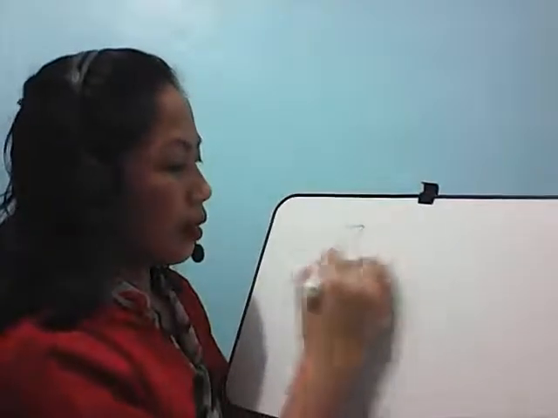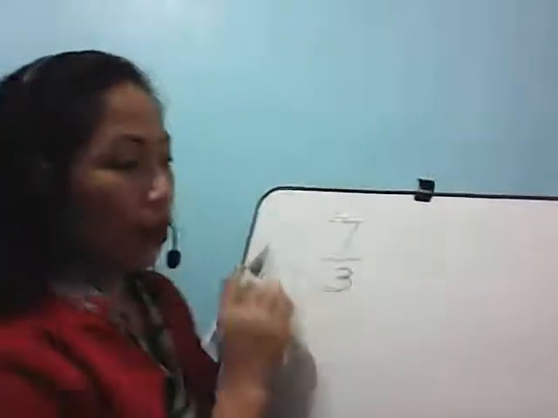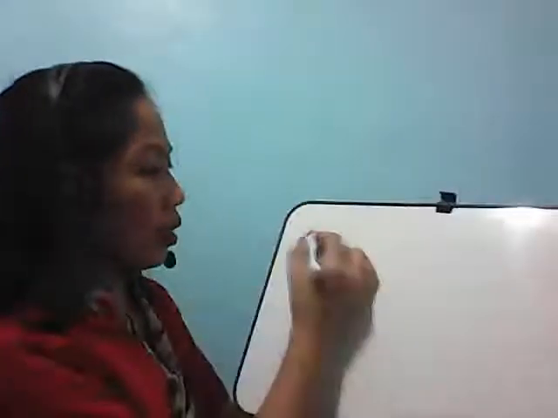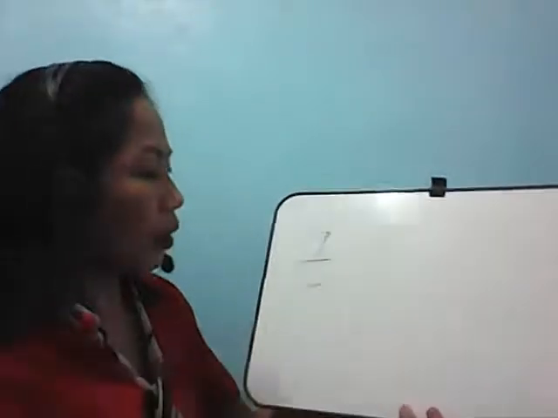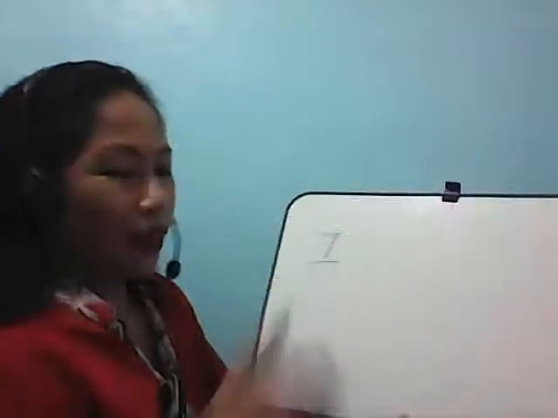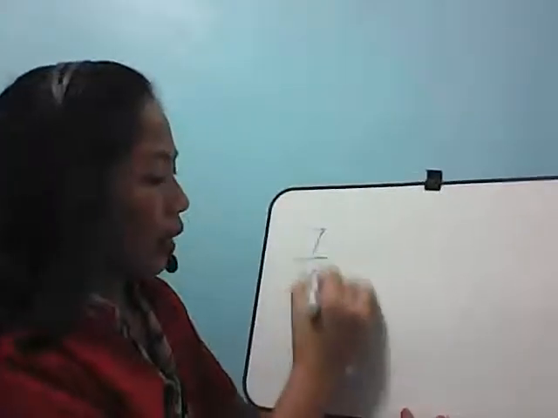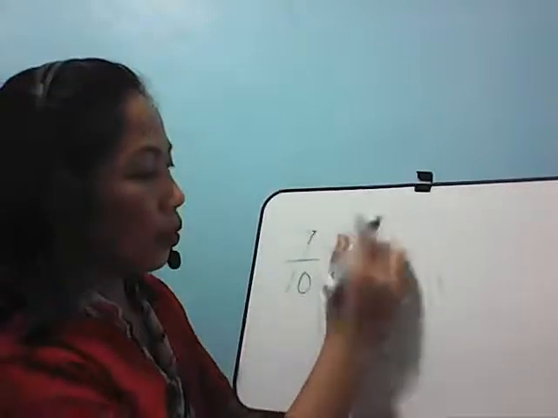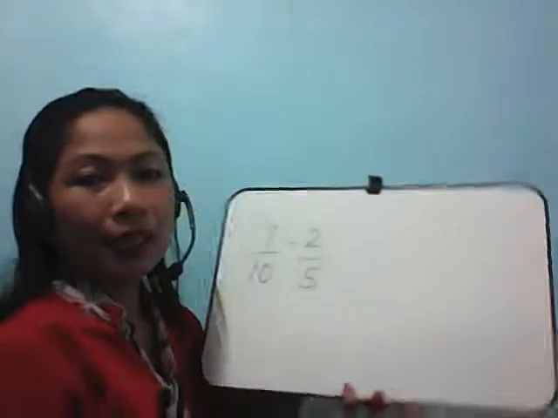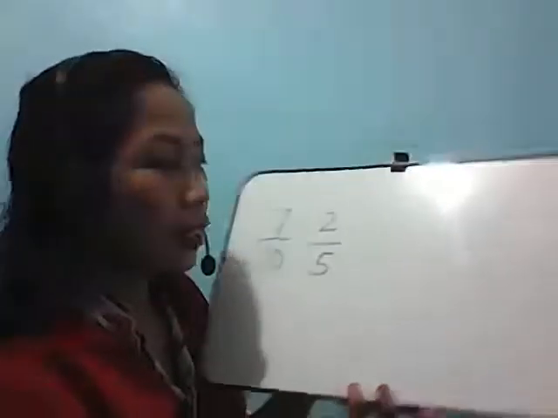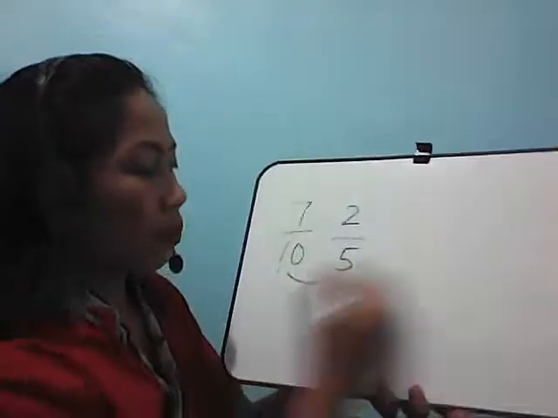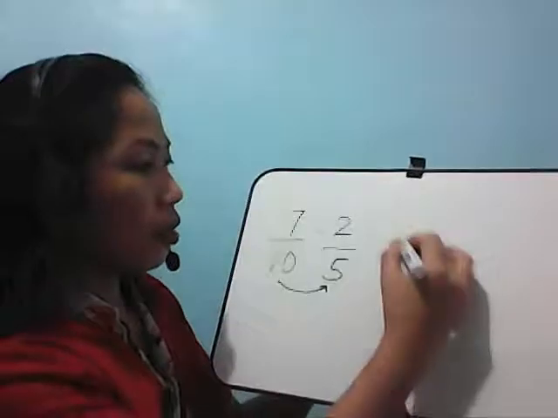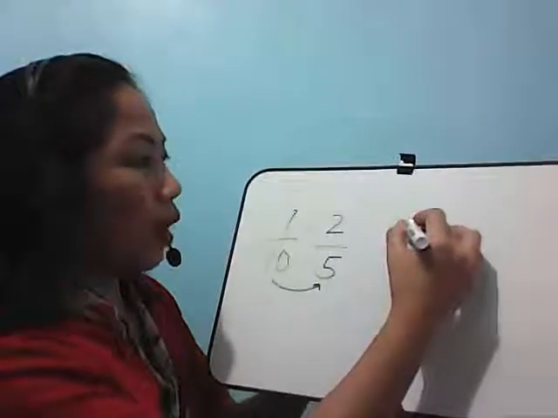Let us put our fractions here. Let us change the number: 7 over 10 minus 2 over 5. So how do we subtract dissimilar fractions? First step, multiply the denominators. 10 times 5 is 50.